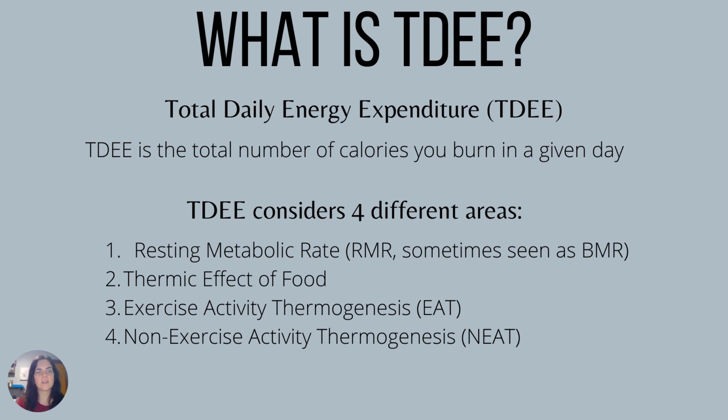First it considers the metabolic rate, your resting metabolic rate, so RMR, which you might also see come up as basal metabolic rate. It's kind of used interchangeably, but both of them are the same thing. The second thing that it considers is the thermic effect of food. The third thing it considers is your exercise activity thermogenesis. And the last thing it considers is NEAT, which is non-exercise activity thermogenesis.